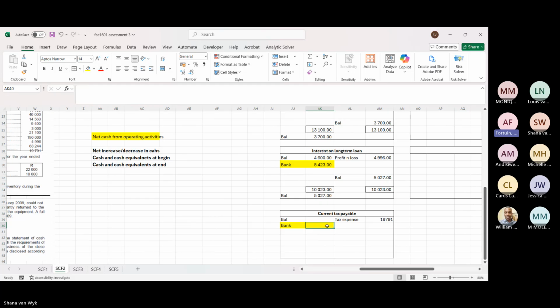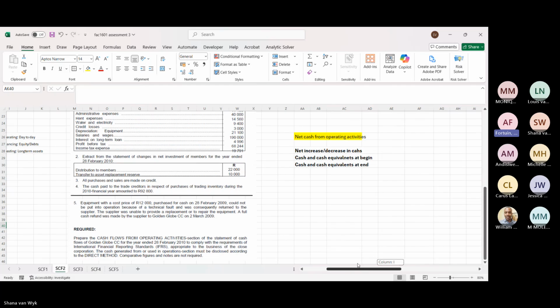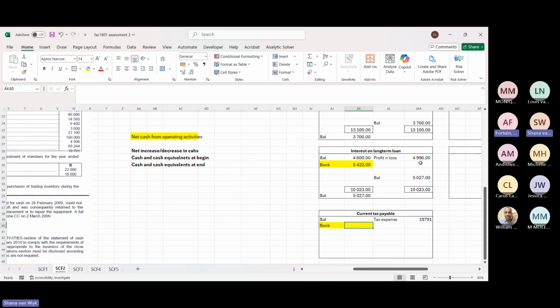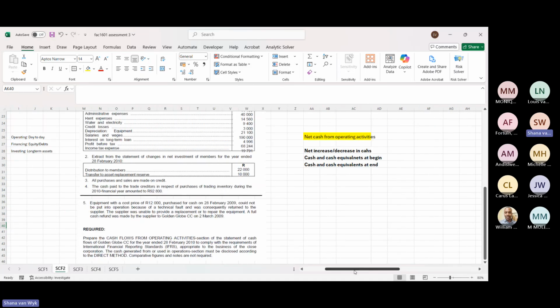I also don't see this. The numbering is so difficult to see. Okay, so the income tax expense is the 19,000. 19791. Yeah. What is that, interest on long-term loan? What is that 4996? Oh, you had it in the interest. Yes. I don't see any other taxation, which is weird because usually taxation should have one. Okay, so then just leave it as is.